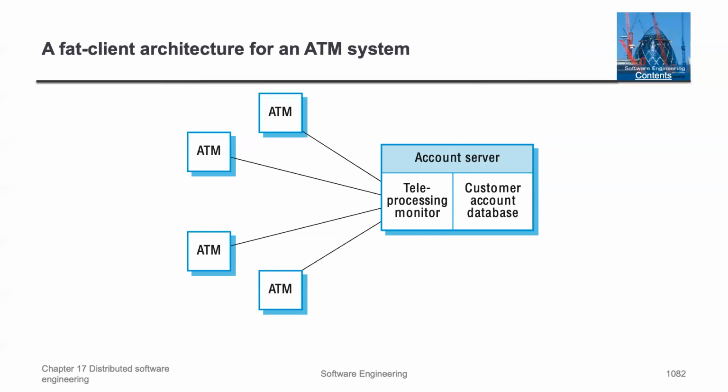So here's a picture of a fat client architecture for an ATM system. You have the various ATMs and they need to be communicating with the server. So there's a teleprocessing monitor and there's a customer account database. All of the database and everything is out on the account server side.